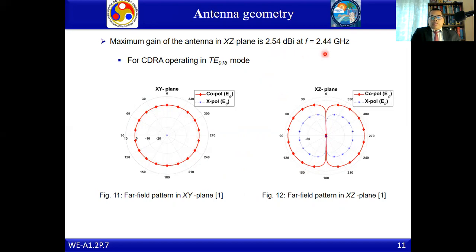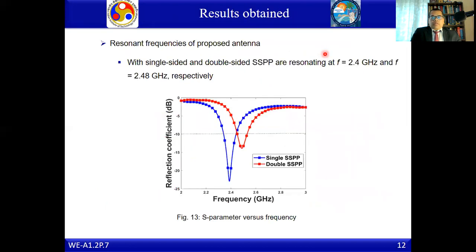We actually want to increase the gain also, so we'll do something else here. We'll place cylindrical SSPP structures one-sided and both-sided and observe that there is gain improvement. Just before that, let us look at the reflection coefficient versus frequency of the single SSPP and double SSPP structure.